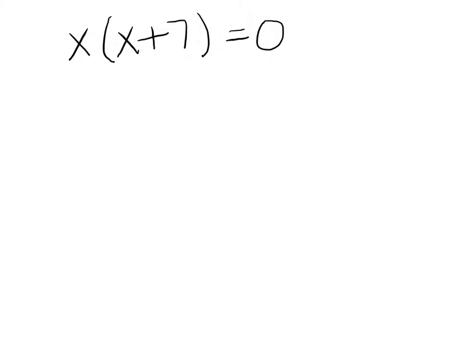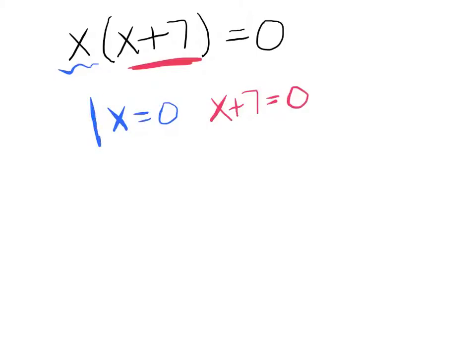Here's another one that's already set up, ready to go for us. It's been factored and it equals 0. So we need to set each of our factors equal to 0 using the zero product property. Now x plus 7, that one's easy to see. x plus 7 equals 0. But there is a second factor in this problem with x. It's x. So we also need to find out when x equals 0.